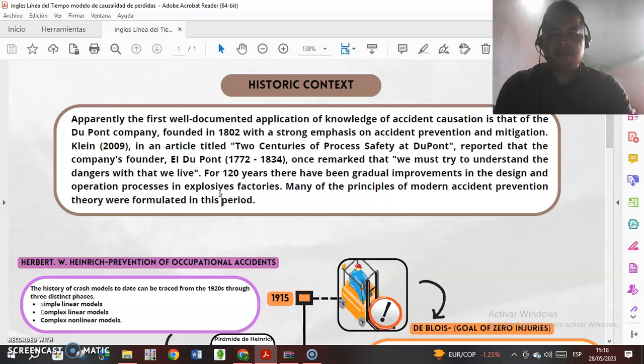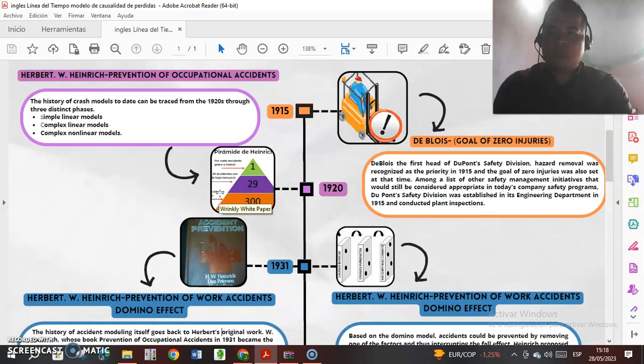For 120 years there have been gradual improvements in the design and operation process in explosive factories. The main principles of accident prevention theory were formulated in this period. Edward W. Heinrich, Prevention of Occupational Accidents, in the years 1920.